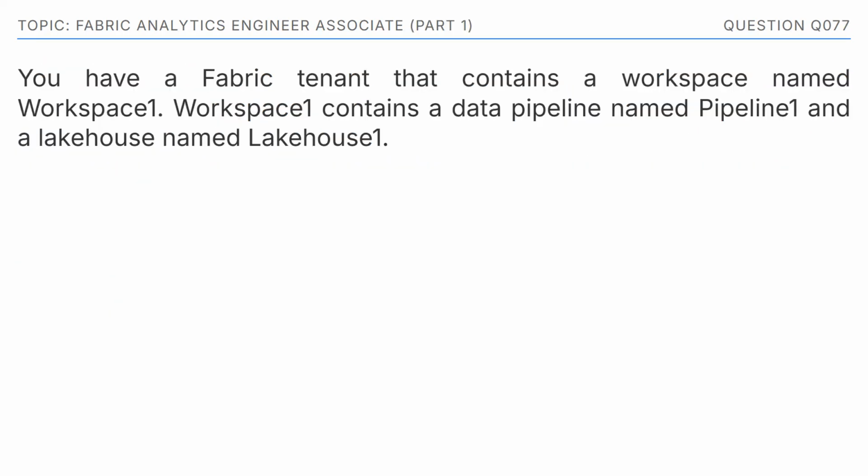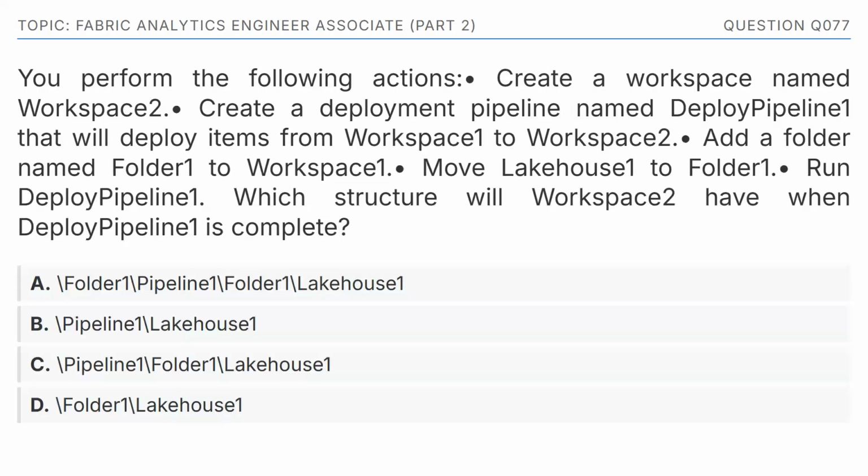You have a Fabric tenant that contains a workspace named Workspace 1. Workspace 1 contains a data pipeline named Pipeline 1 and a lakehouse named Lakehouse 1. You perform the following actions: create a workspace named Workspace 2, create a deployment pipeline named Deploy Pipeline 1 that will deploy items from Workspace 1 to Workspace 2, add a folder named Folder 1 to Workspace 1. Move Lakehouse 1 to Folder 1, run Deploy Pipeline 1. Which structure will Workspace 2 have when Deploy Pipeline 1 is complete?